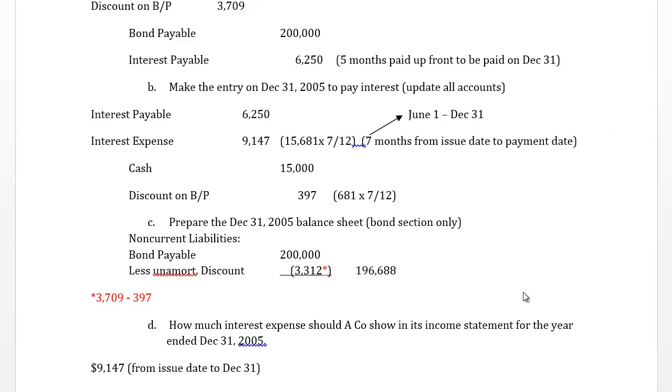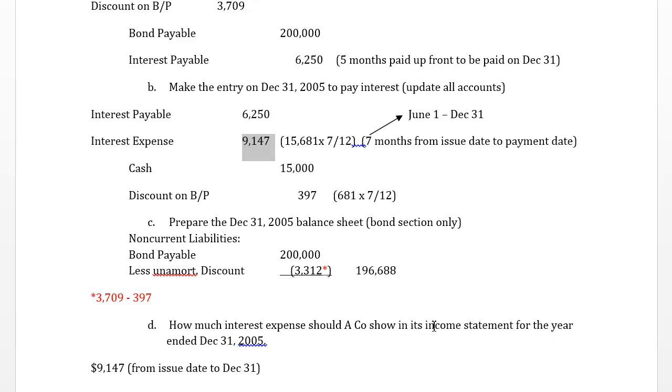Okay, so now, how much interest expense would we show in the income statement for a company for the year ended December 31st, 2005? Well, we're only going to show $91.47 in interest because that's the amount of interest from the issue date to the date of the statements. So it's $91.47, and you can see it right from this entry.